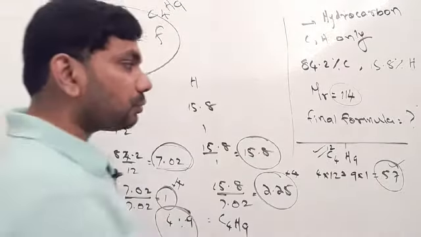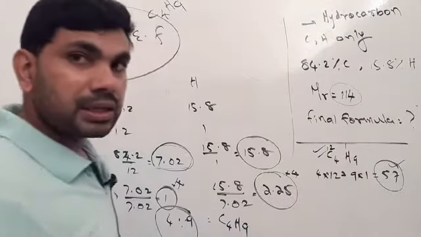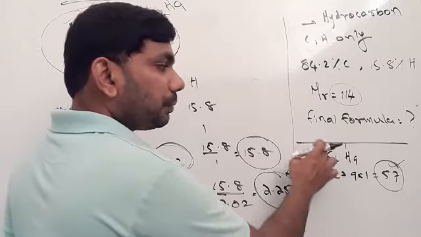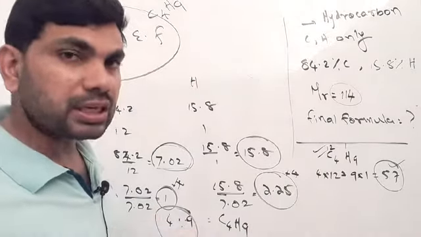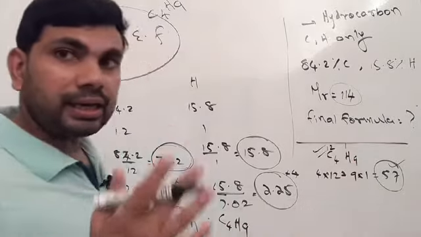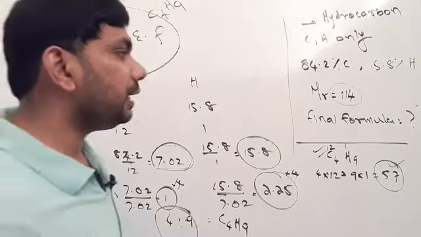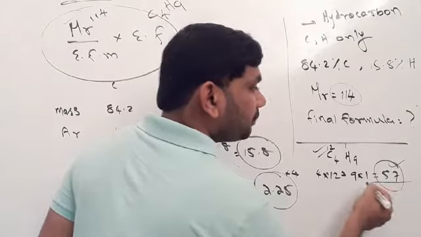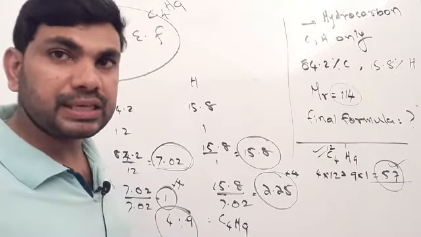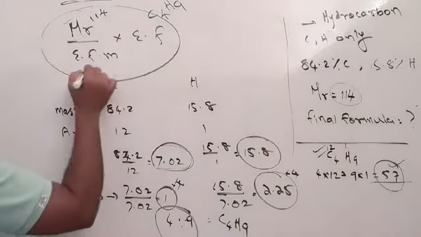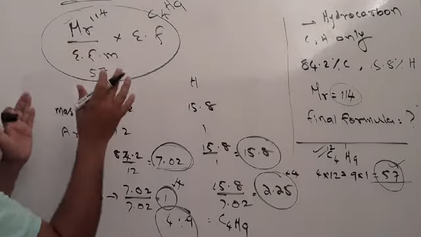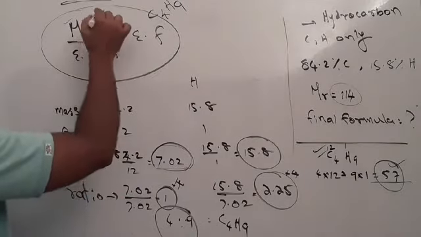I will repeat once again. Your empirical formula is C4H9. 4 carbon, atomic mass of carbon 12, 4 times 12 plus hydrogen 1, 9 hydrogen, 1 times 9. So the answer is 57. This is the empirical formula mass, 57, so you put 57 over here.